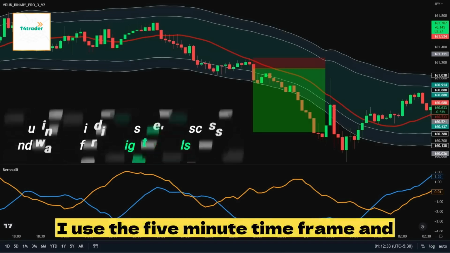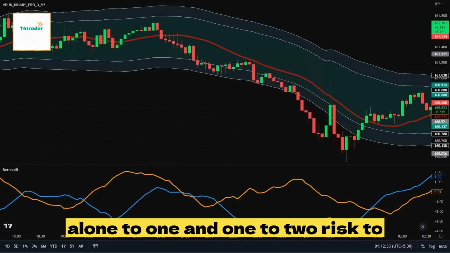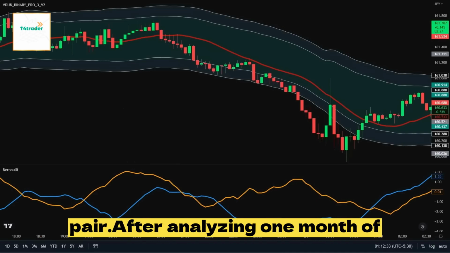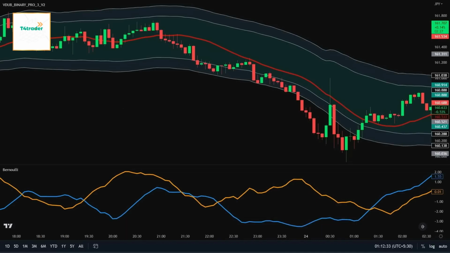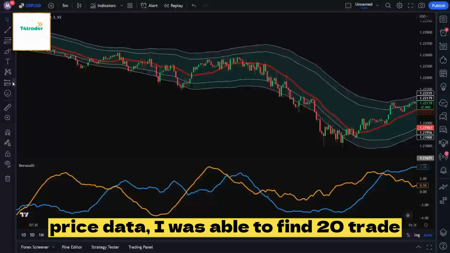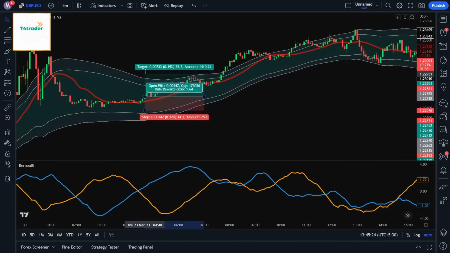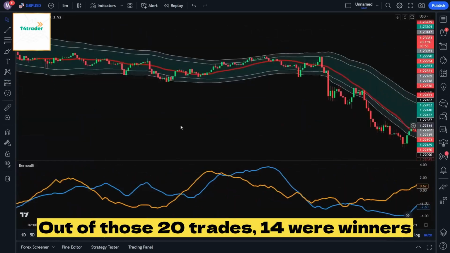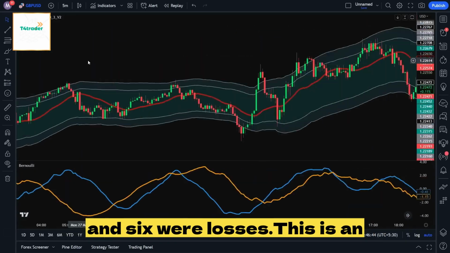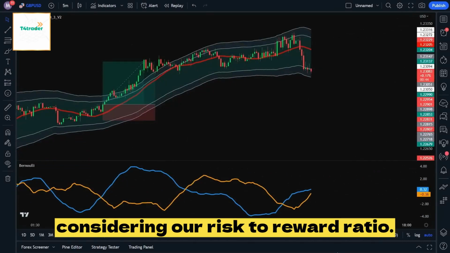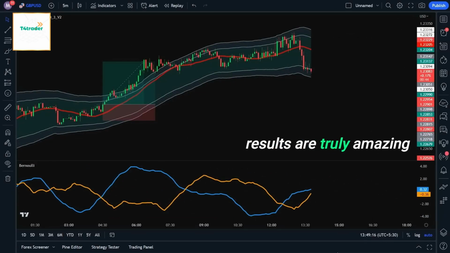I used a 5-minute time frame and a 1-to-1 and 1-to-2 risk to reward ratio on the GBP/USD currency pair. After analyzing 1 month of price data, I was able to find 20 trade signals, which is a really good number. Out of those 20 trades, 14 were winners and 6 were losses. This is an excellent win rate, especially considering our risk-to-reward ratio.